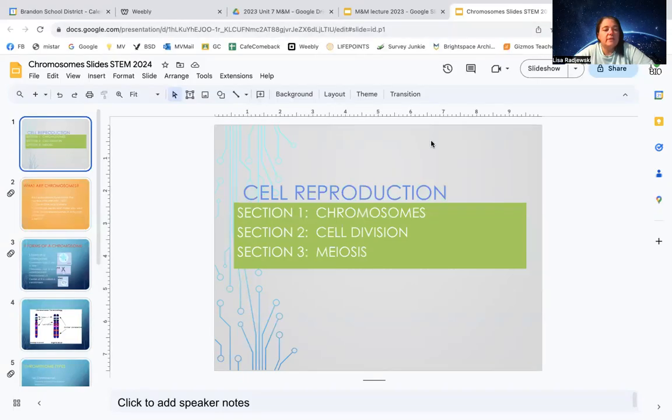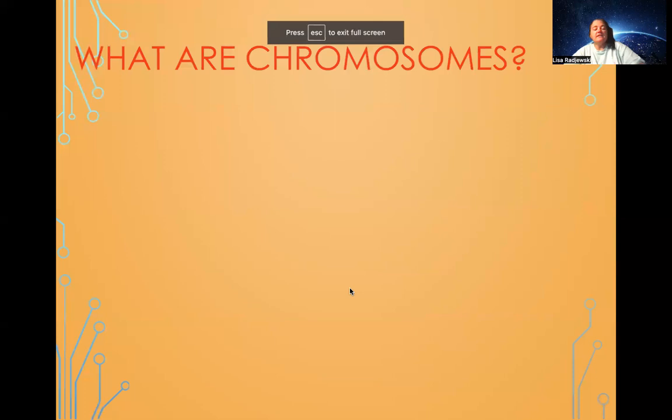All right, this is the podcast for our cellular reproduction unit. We're only doing section 1 in this podcast. So chromosomes is what we're learning about. All right, so what are chromosomes?